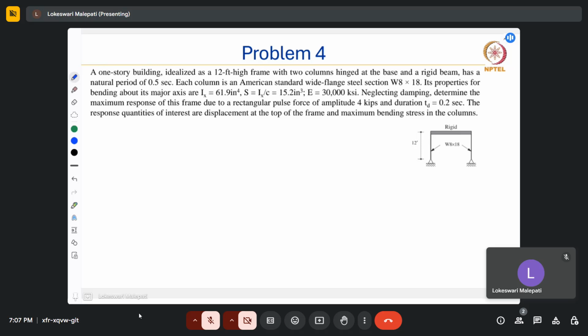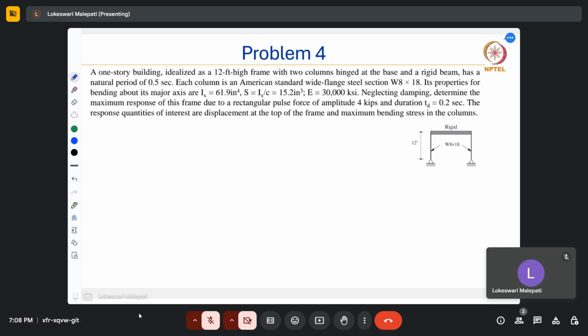Now, neglecting damping, determine the maximum response of this frame due to a rectangular pulse force of amplitude 4 kips and duration Td equal to 0.2 seconds. The response quantities of interest are displacement at the top of the frame and maximum bending stress in the columns. So now we have a portal frame again. This time the beam is rigid, so the calculation of the effective stiffness would be relatively simple compared to the previous problem.